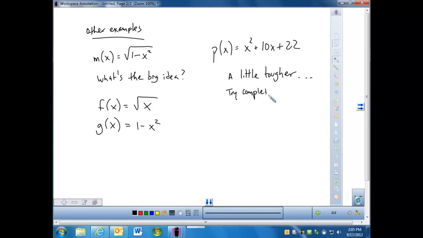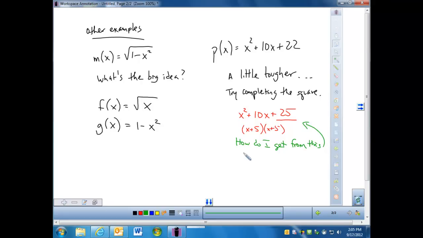Remember, completing the square would be if I took half of my b, half of the value in front of the x, and square that, I would get a binomial squared. So half of 10 is 5. 5 squared would give me 25. So I could write x squared plus 10x plus 25 as x plus 5 quantity squared. But if I have x squared plus 10x plus 25, how do I get from that to x squared plus 10x plus 22? I have to subtract 3.